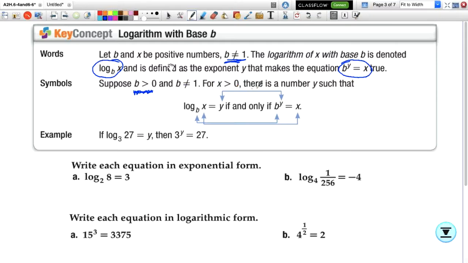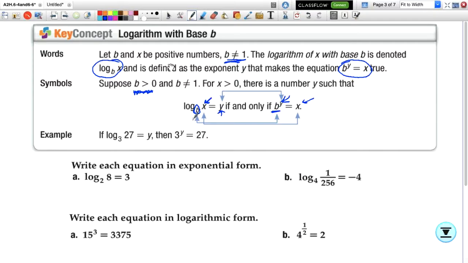When x is greater than 1, there's a number y such that we can rewrite it like this, okay? So if we have log base b of x equaling y, we can rewrite it as this: log base b is the base, whatever's on the other side of your equal sign becomes your exponent, and then it's going to equal whatever your of piece is right here.